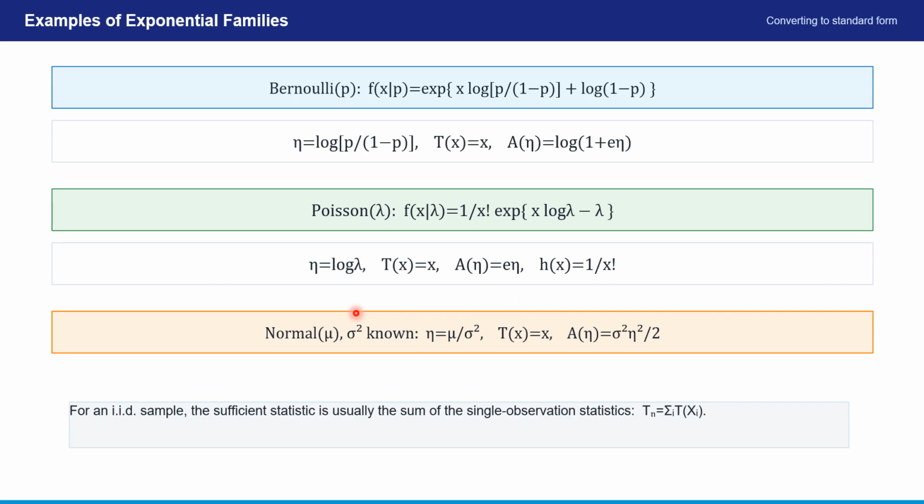For the normal distribution with known sigma squared and unknown mu, it can also be written in exponential family form. The natural parameter is eta equals mu divided by sigma squared, and the sufficient statistic is t of x equals x. For a sample, the sufficient statistic becomes the sum of xi. These examples show why exponential families are closely connected to simple sufficient statistics and conjugate priors.